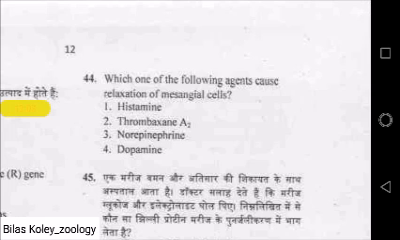Now we will discuss question number 44. Which one of the following agents causes relaxation of muscle cells? The options are histamine, thromboxane A2, norepinephrine and dopamine. In this question, the right option is option 4.